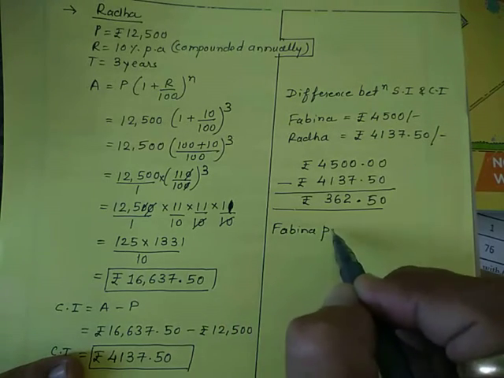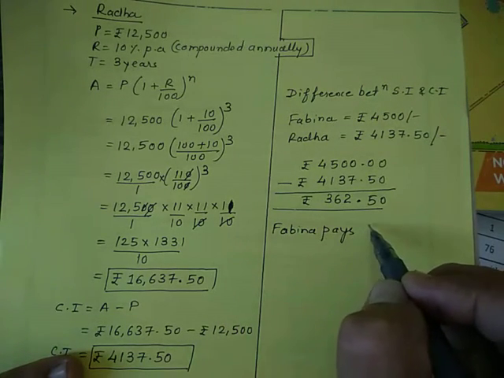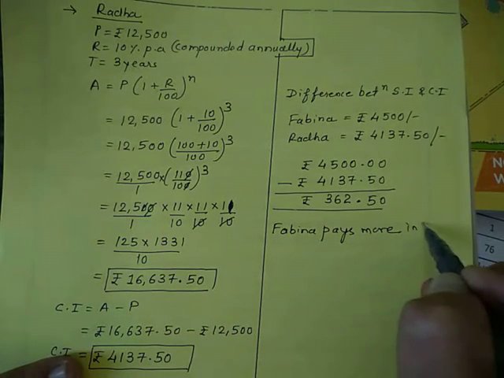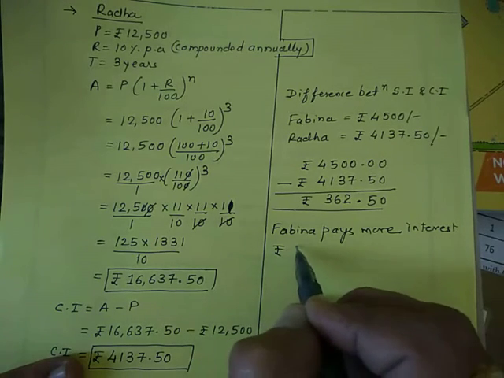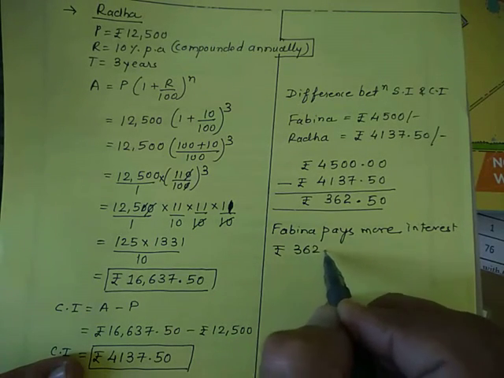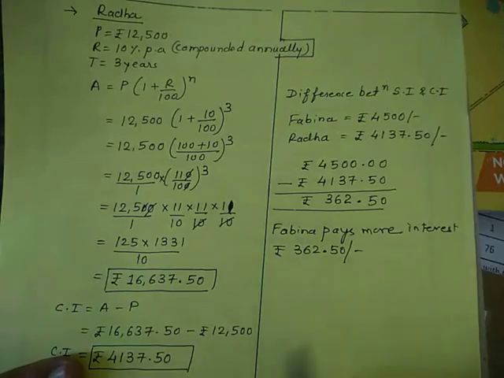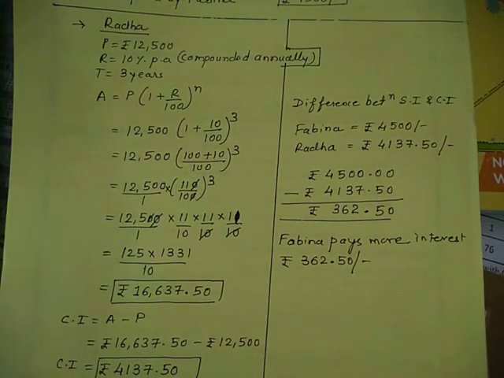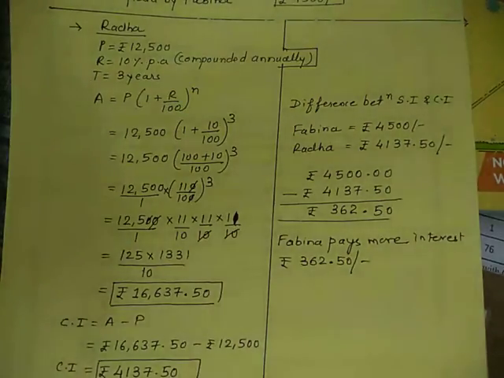So here we can write: Fabina pays more interest, rupees 362.50. Okay, so this was the third question and we can proceed to the next.